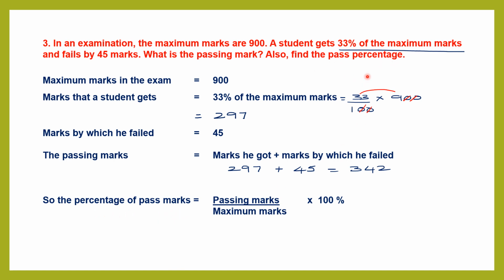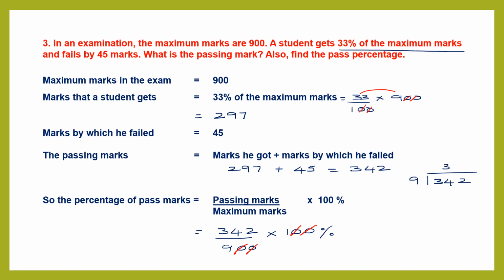the pass percentage. So passing marks is what is given here. We found out 342. The maximum marks is given to us in the question, 900. Now we have to make it a percent, so into 100%. So let's cancel the two zeros, 1 and 2 here, 1 and 2 there. Now we have 342 divided by 9. Let's do that division. 342 divided by 9.